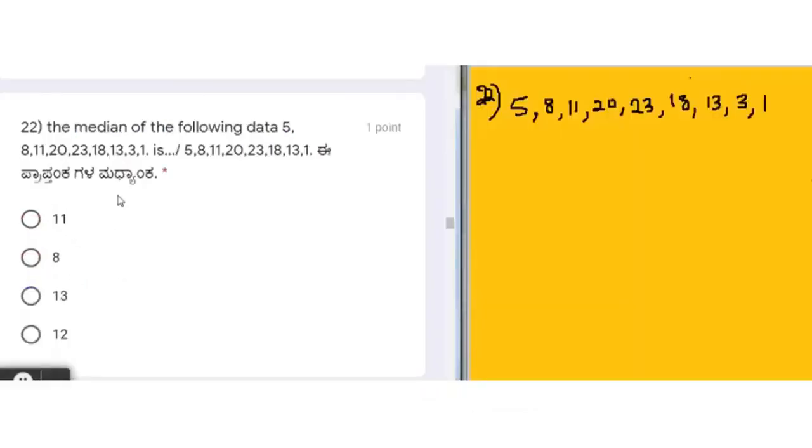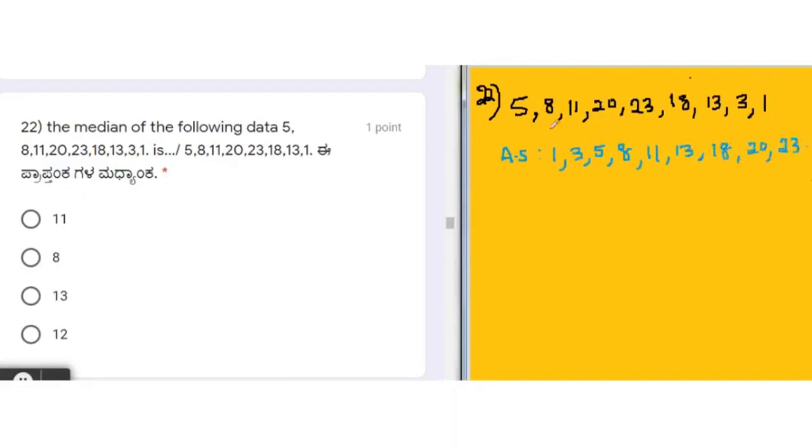22nd question. The median of the following data 5, 8, 11, 20, 23, 18, 13, 3, 1 is. To find the median, we have to arrange the numbers in ascending order first. So these numbers are not in order. Let me arrange in ascending order. So ascending order of these observations are 1, 3, 5, 8, 11, 13, 18, 20, 23.